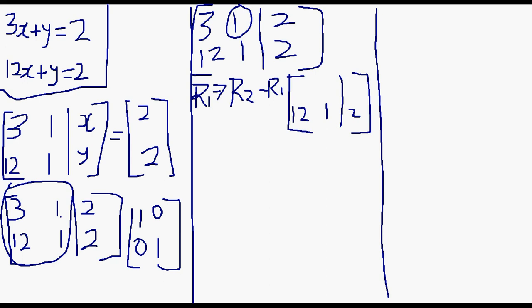So now we are saying row 2 minus row 1. So row 2 is 12. Here is 12. So 12 minus 3 will give us 9 for this side. And then 1 minus 1 will give us 0 here. Then 2 minus 2 will give us 0. We have successfully changed here to 0. Now we've gotten here 0.